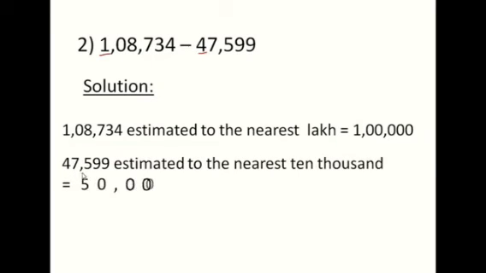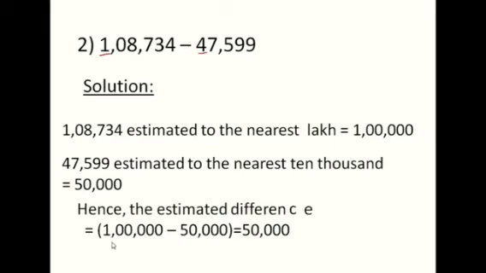Now 47,599 estimated to the nearest 10,000 place. As how much it is? Because 4 became 5 as it is 7 and 7,599 has taken 0 only. So these 4 places has been replaced with 0. So now what we have to do? We have to subtract what? This 50,000 from 1 lakh. So hence the estimated difference we have to find out. So 1 lakh minus 50,000. So now use your working column and do the subtraction and finally you will write down the answer.